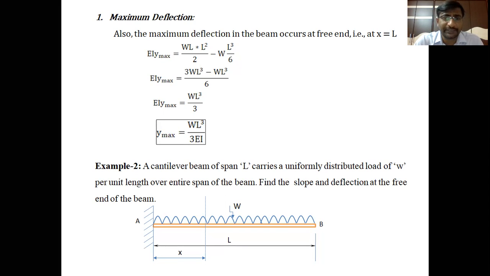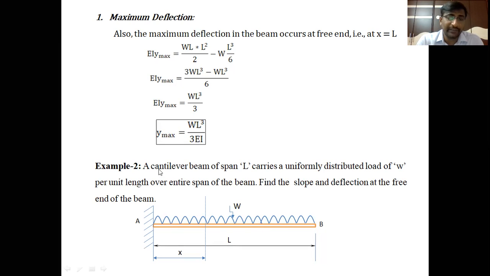We are finding the maximum slope and deflection at the free end by substituting the L value in place of x. Clear, students? Let us go for the second problem. Same cantilever beam, but not a point load here. The UDL is acting on the beam.